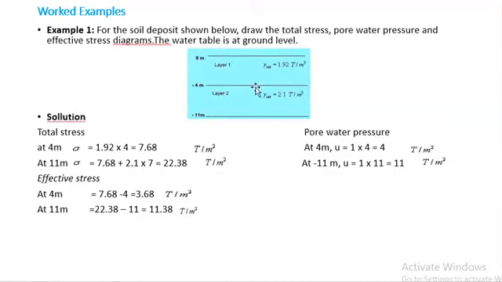And pore water pressure for 4 meter will be 4 ton per meter square. For 11 meter it will be 11 ton per meter square. And effective stress will be this minus this, this minus this. At 4 meter, 7.68 minus 4, so it will be 3.68, and at 11 meter it will be 22.38 minus 11, so it is 11.38 ton per meter square.